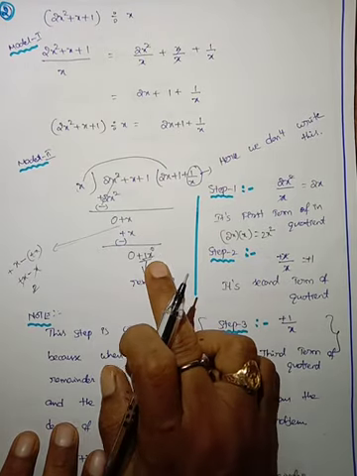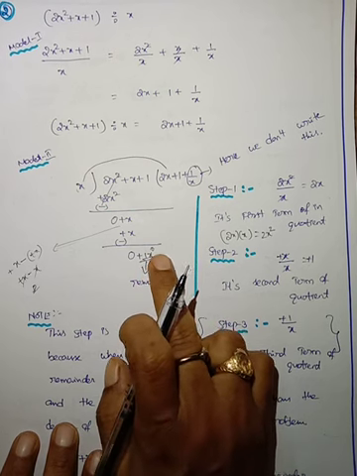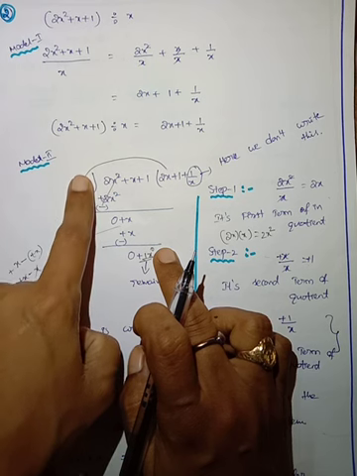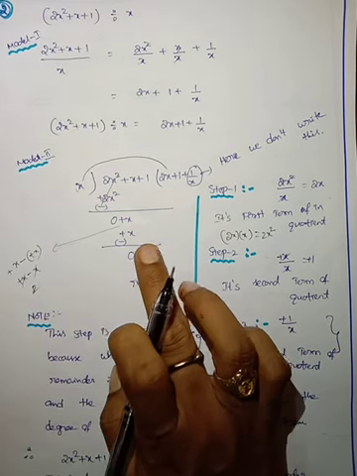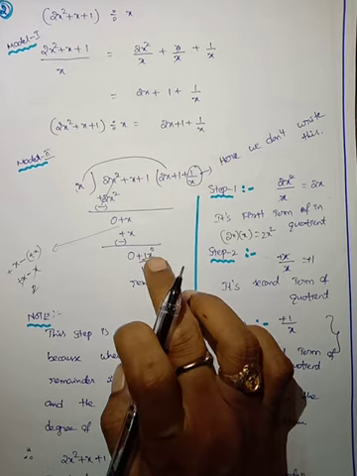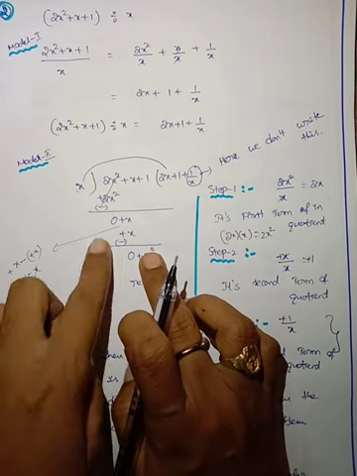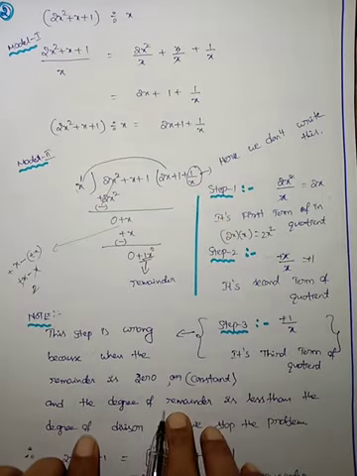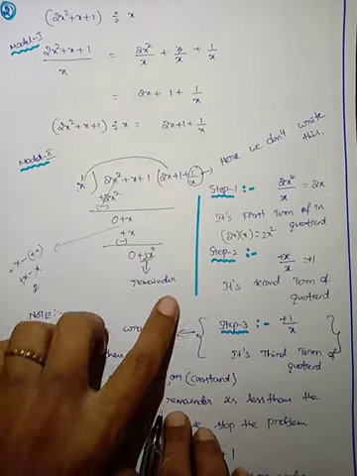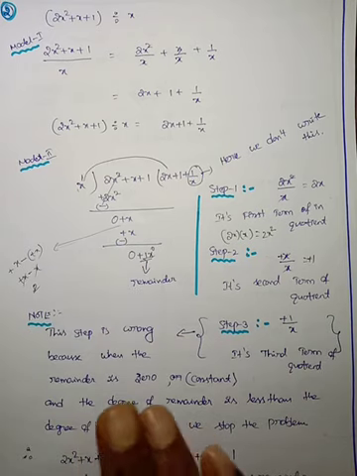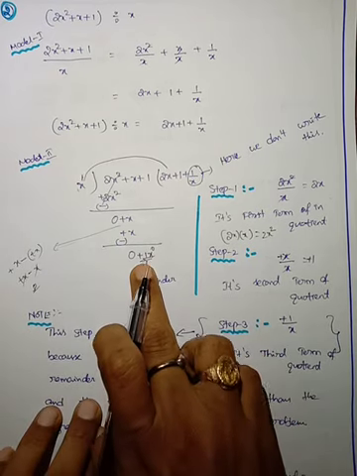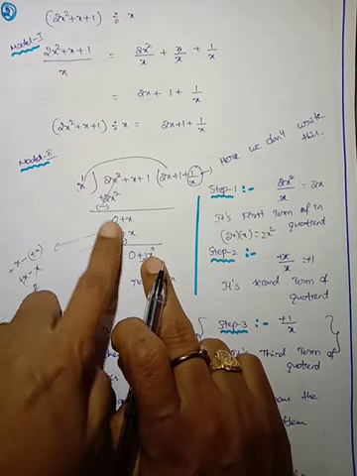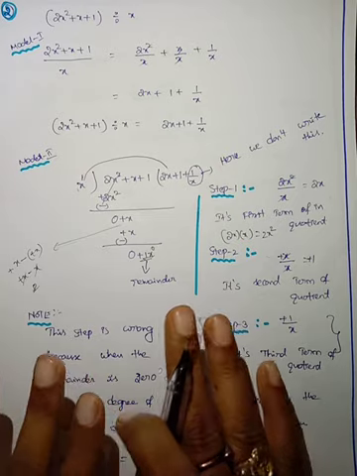Plus 1 means a constant, and the degree of a constant is 0. What is the degree of the divisor? Here it is 1. What I am saying is, when the remainder is 0, or the degree of the remainder is less than the degree of the divisor, you have to stop the problem.